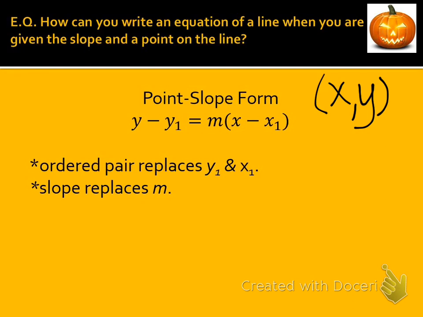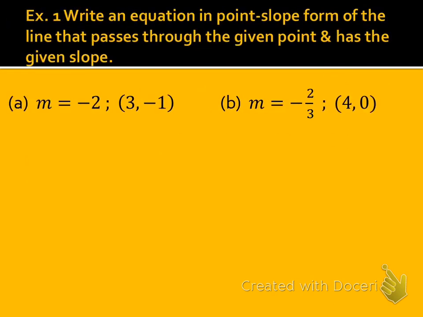Slope replaces m. And listen, you should know this by now. I have drilled this into your head for so many weeks. You should no longer question what the letter m stands for. It stands for slope. So we're going to take the slope and plug it in place of m. We're going to take the ordered pair and put it in place of y sub 1 and x sub 1.